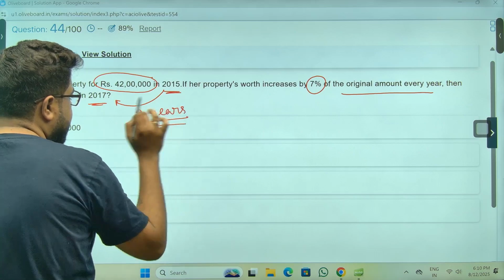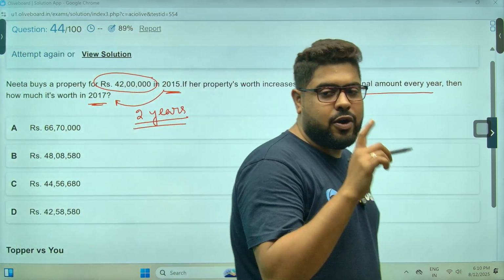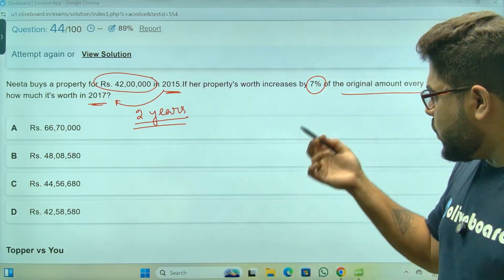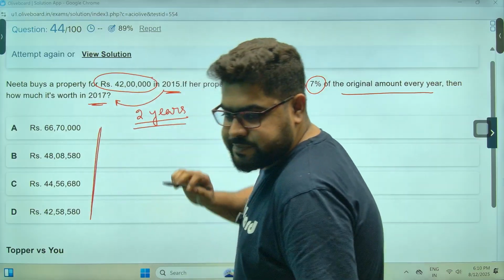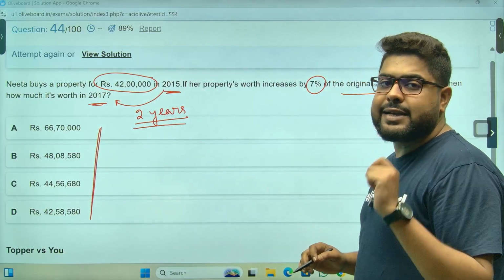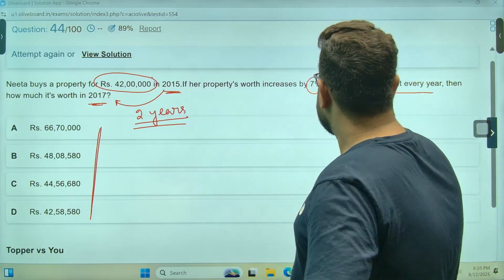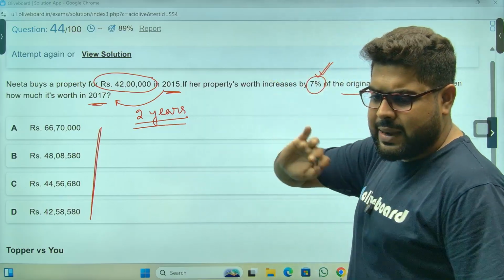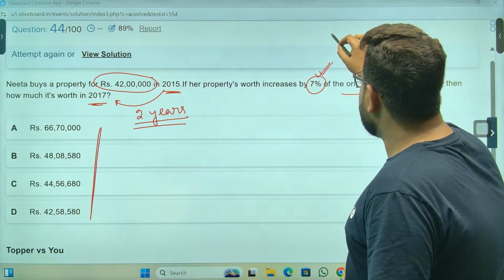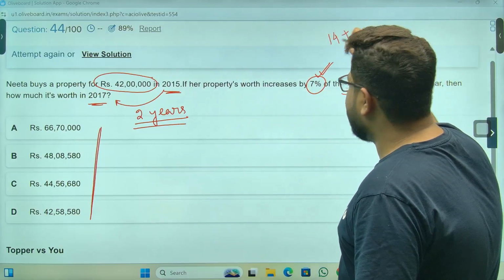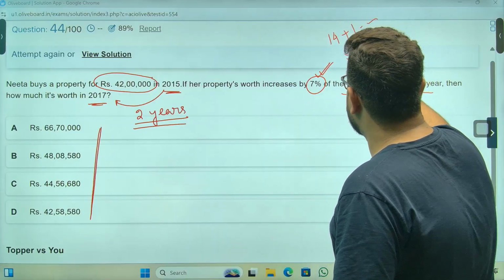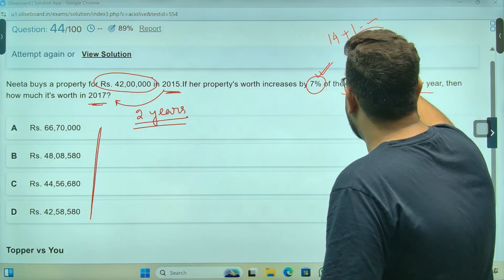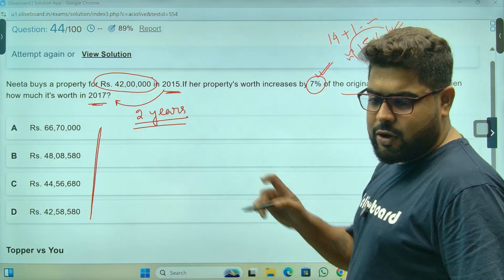Acha. Now again, you can calculate, or again, you can do one thing. Look at the options, sir. The options are pretty far apart from each other. So that gives us the license to approximate. Sir, if we apply the A plus B plus AB by 100 formula, I'm not asking you to do everything. 2 years means 14, and A into B by 100 will be another 1 point some percentage, meaning it will be around 15% increment on 42.